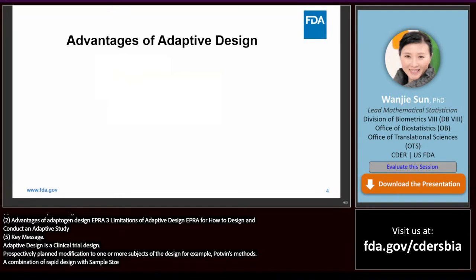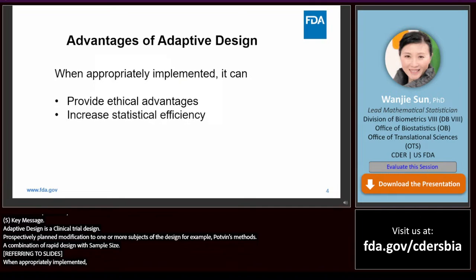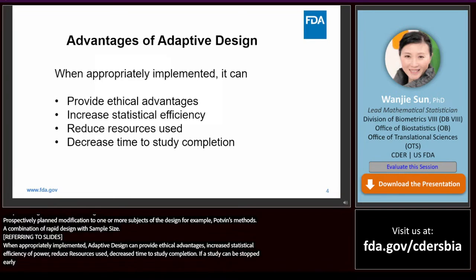An adaptive design has some advantages over a fixed design. For example, when appropriately implemented, it can provide ethical advantages, increase statistical efficiency or power. It can also reduce resources used and decrease time to study completion. For example, if a study can be stopped early due to establishment of bioequivalence after stage 1, then the sample size will be reduced, the study duration will be shortened, and this will save costs for the applicant.